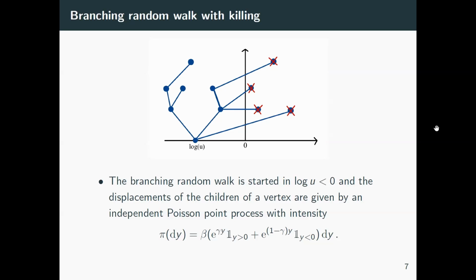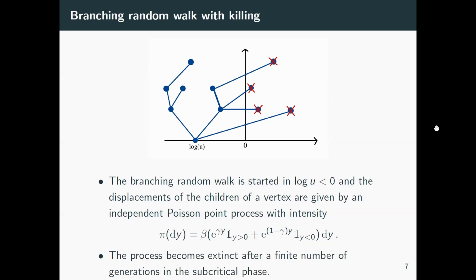This is the killed branching random walk, or the branching random walk with killing, with the intensity of the Poisson point process given by this expression. Noteworthy here, if you look at the positive part, this thing explodes if we let y be bigger. So we have infinite offspring to the right, but since we're killing at 0, this isn't a problem. You can actually prove, but this is just branching random walk theory, that this process becomes extinct after a finite number of generations in the subcritical phase, for the same parameters as in our model. So it's very closely related.